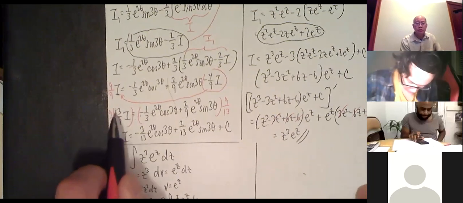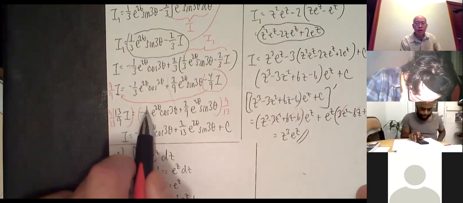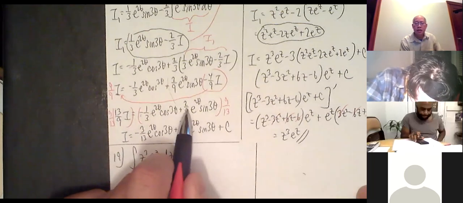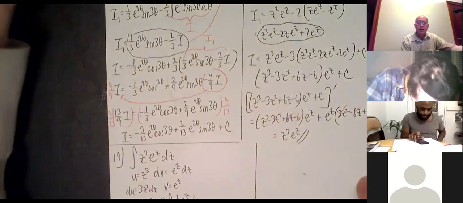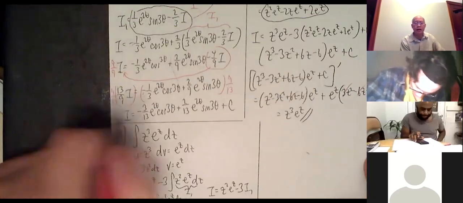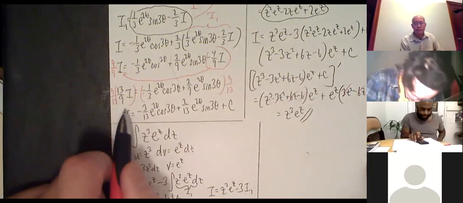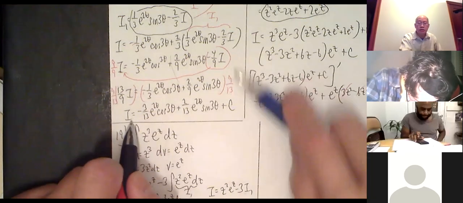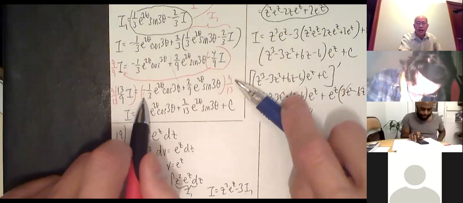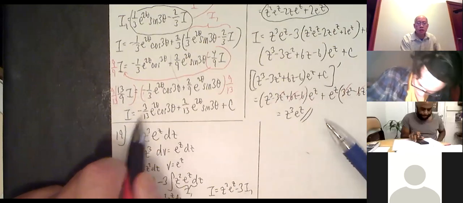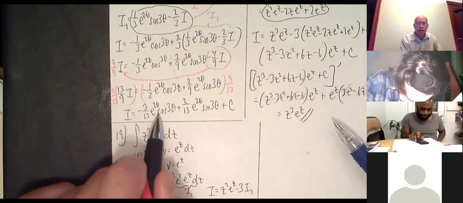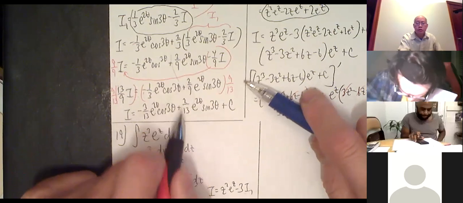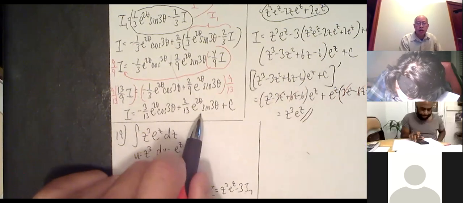Okay, so 13/9 I is negative 1/3 e to the 2 theta cosine 3 theta plus 2/9 e to the 2 theta sine of 3 theta. Now just multiply both sides by 9/13 and you got it. So I have the original I. Okay, so 9/13 times that, 9 cancels 3, it'll be negative 3/13 e to the 2 theta cosine 3 theta. And then I multiply that by that, 9's cancel out, 2/13 e to the 2 theta sine of 3 theta.